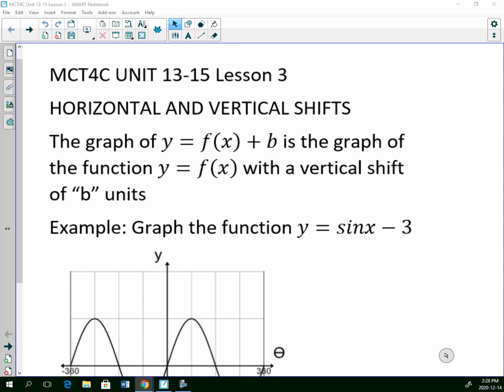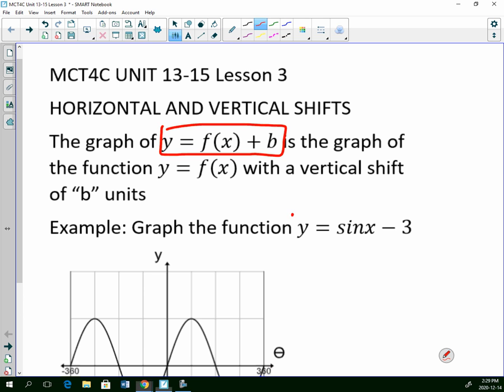Okay, so if I have to graph the function y equals f of x, and then I see a plus b after the function, I will know that this is a vertical transformation because it is applied after the function. Anything that's done after the function, whether it be sine or cosine, is going to be a vertical shift. If it's plus, it's going to go up. If it's minus, it's going to go down.